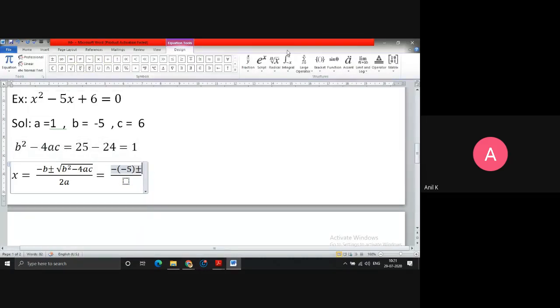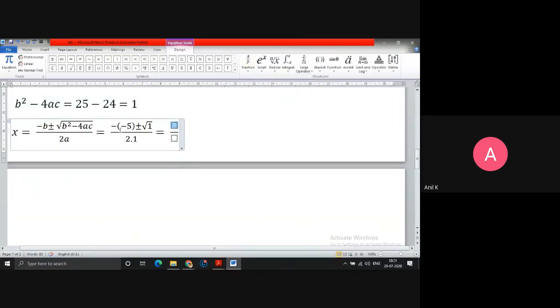Now what do you get? The b square minus 4ac value is 1, so you will get the square root of 1. It is easier if you find the b square minus 4ac value beforehand, upon 2 into the a value, which is 1. Now if I simplify the next step further, you'll get a fraction. So minus 5 into minus 5 is going to be 5, then plus or minus root 1, which is 1, upon 2 into 1, which is 2.